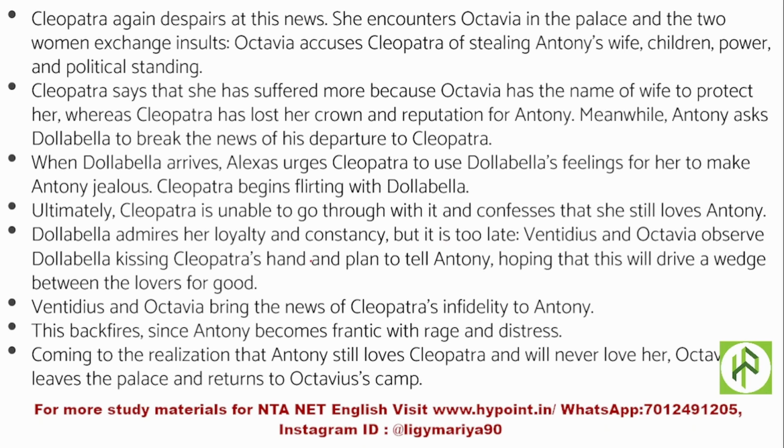Ventidius and Octavia observed Dolabella kissing Cleopatra's hand and plan to tell Antony, hoping that this will drive a wedge between the lovers for good. So everything is too late, because Octavia and Ventidius, both these two people, saw Dolabella kissing Cleopatra's hand in affection. So they planned to tell this to Antony, and they hoped that then Antony will have some uncomfortableness.